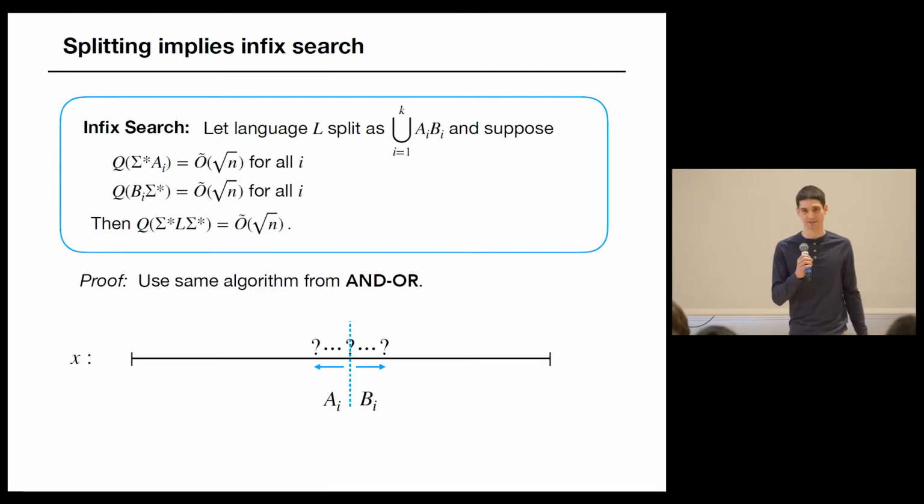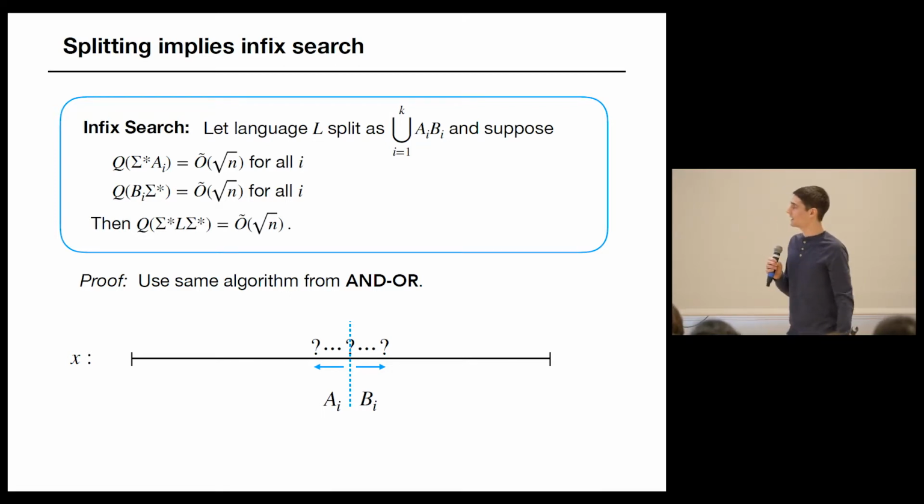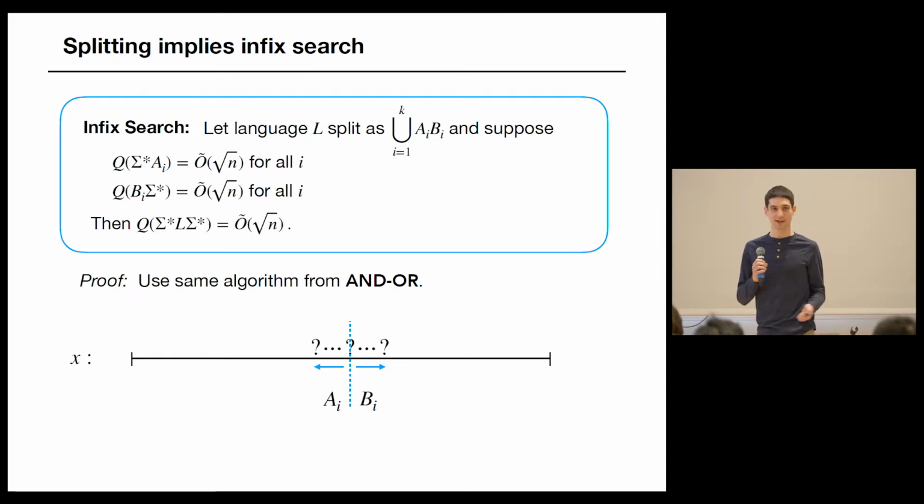Well, the proof is exactly the same, right? You search for an index, and on either side, now we know that you have to be an A_i on one side and B_i on the other side. So you just search. And since there are only constantly many A_i and B_i, you can just iterate over all of them, and you're fine. So the proof is exactly the same.